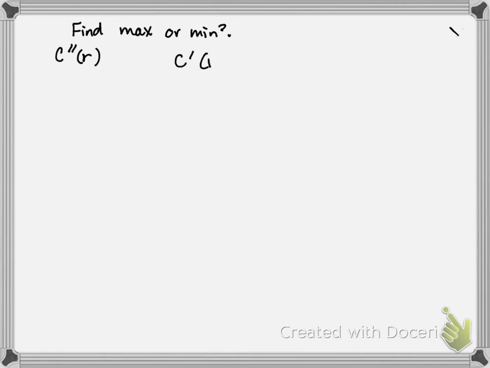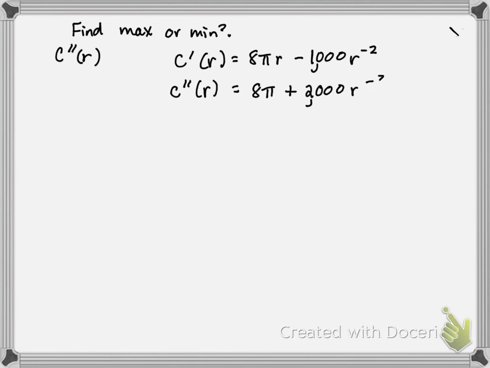Just as a reminder, the derivative of c, if we go back to that, was 8 pi r minus 1,000 r to the negative 2. So the second derivative of this is now going to be 8 pi, and then the negative 2 is going to come down, so I'm going to get plus 2,000 r to the negative 3. Okay? What I can write this as, once again just rewriting it so it's easy to plug in, is 8 pi plus 2,000 over r cubed.